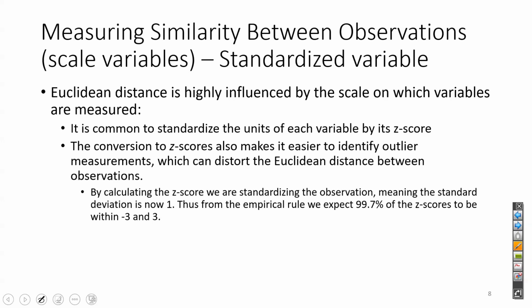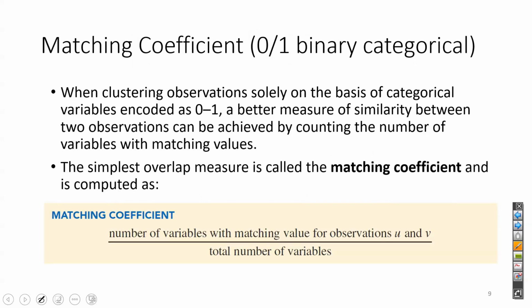So one thing we can do to resolve that issue is to convert everything into standardized normal, right? Remember, last class we talked about how we can convert a variable into a z-score. We can do that here as well. So we find the z-score for age and we find the z-score for income. Then we calculate the distance based on their z-scores. So this way we can ignore the effect caused by the scale differences. So that takes care of the scale variable measurement.